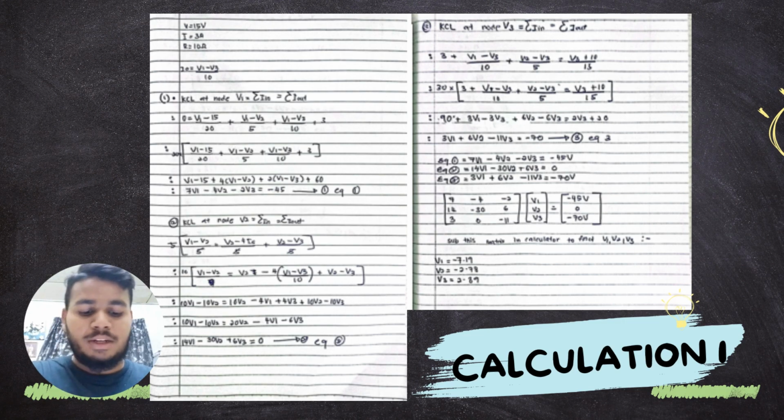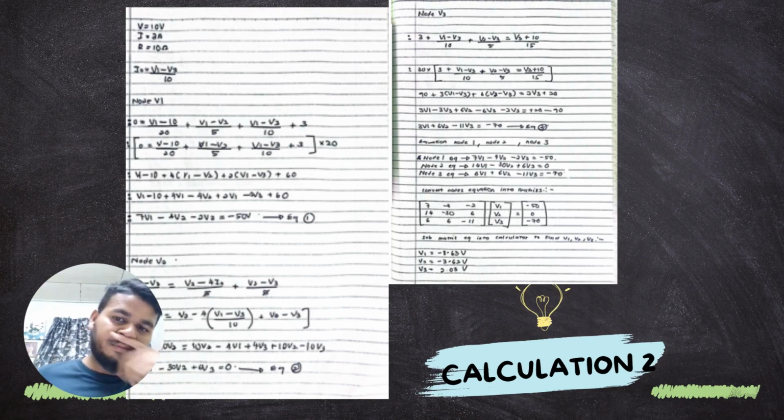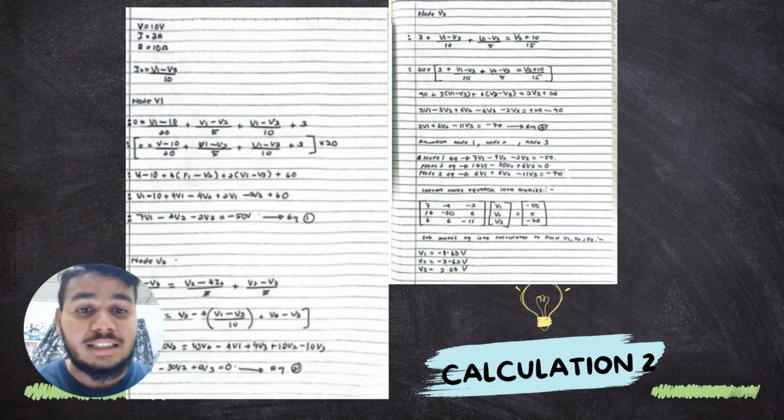So as usual, we gather three equation values, and we convert to the matrix form and put the matrix in the calculator, and the final answer we get is V1 equals to minus 7.19, and V2 equals to negative 2.78, and the V3 equals to 2.89. Thank you. So let's see the calculation two.